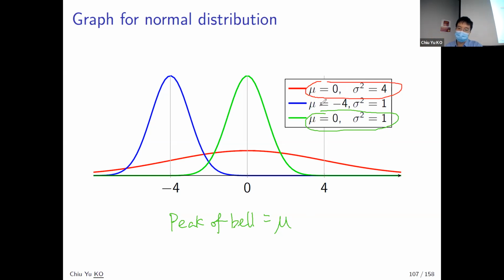Now let's compare the blue and green. Blue and green have the same variance, only the mean is different. One is -4, one is 0, same shape. So as I said, mu is just pushing or pulling it around without changing the shape. Mu is just location, sigma is the shape. So it's very simple. In this case, mu and variance are separate.